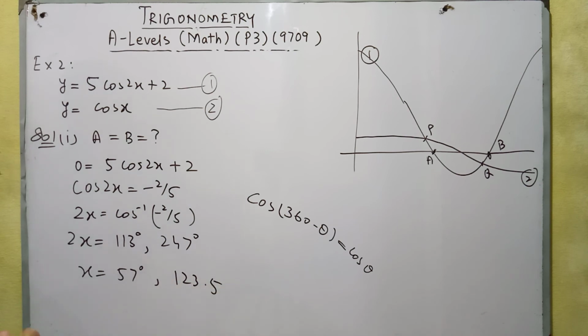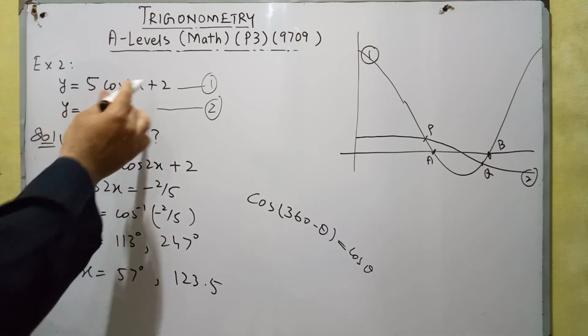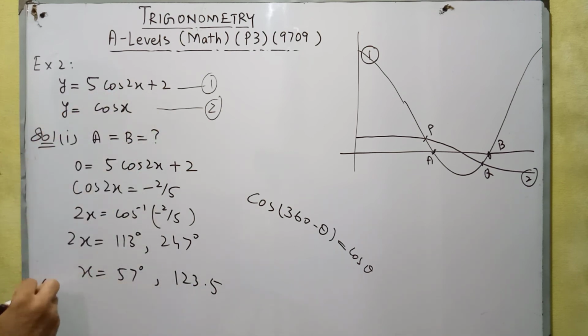that will be equal to 123.5. So basically these are the x coordinates of these two points, and we can also find the y coordinates using these equations. So at 57 degrees, y will be equal to 5 into cos 57 multiplied by 2, because it is 2x plus 2, that will be equal to minus 0.03.